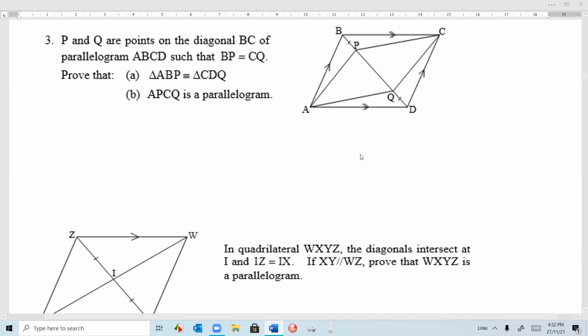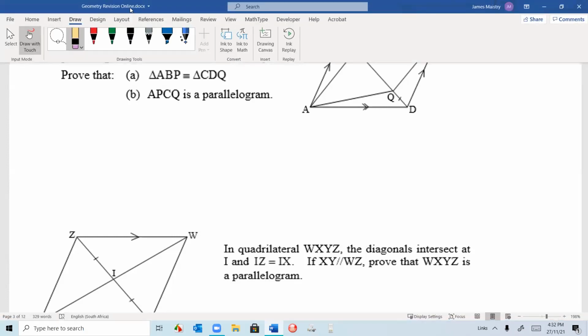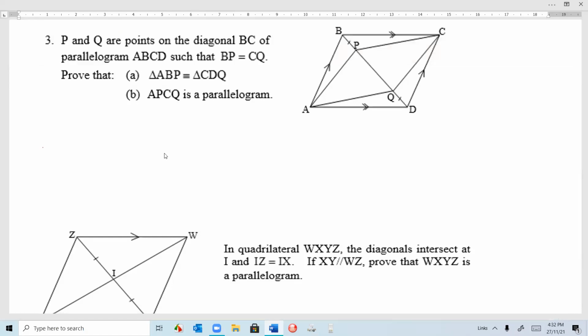The first question there, I hope you read the question. Let me read it for you. P and Q are points on the diagonal BC of a parallelogram. I'm going to underline this word parallelogram, all right? That's a very important word for us because if it's a parallelogram, we can now apply all the properties of a parallelogram such that BP is equal to CQ. That is incorrect, all right? They tell us BP is equal to, that should have been QD. So we're going to change that to DQ, which is marked for us.